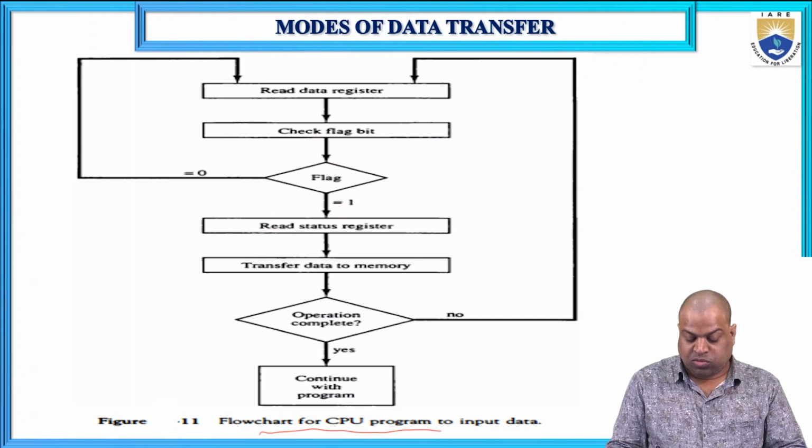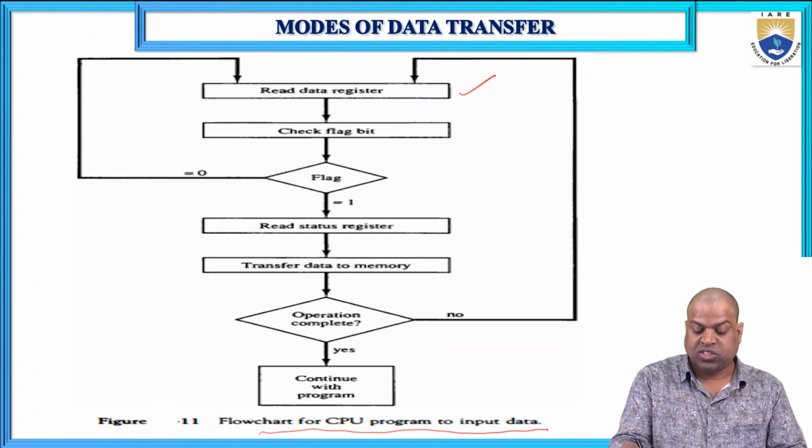So it is a flowchart of the CPU program to input data. Read data register, check flag bit. If flag equals 1, then read status register, transfer data to memory. Is the operation complete? If yes, then continue with the program. If no, read the data again from the first step.